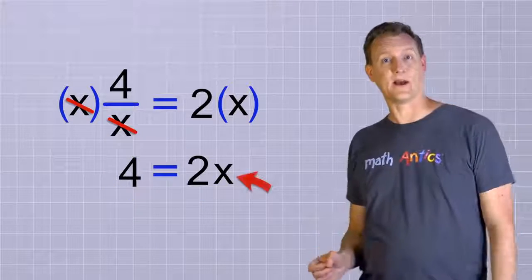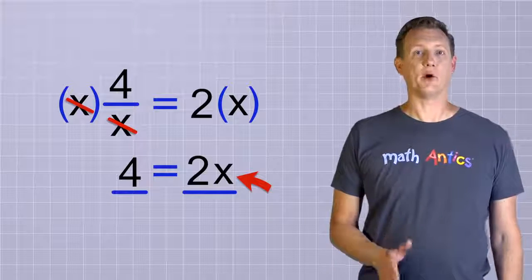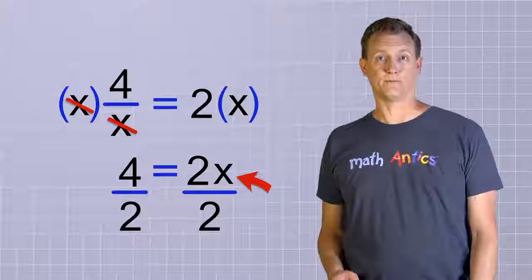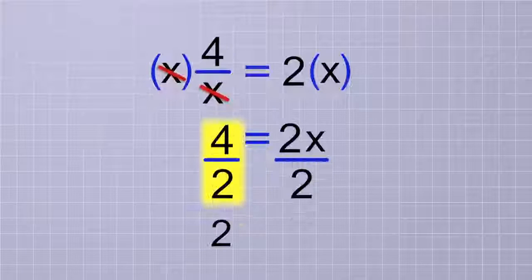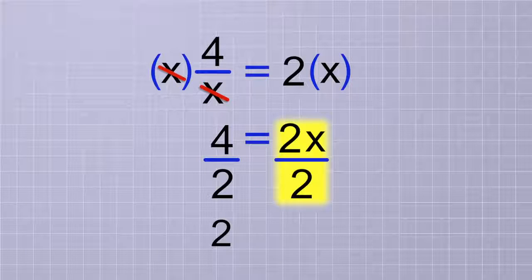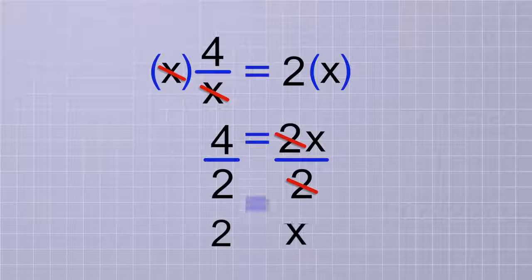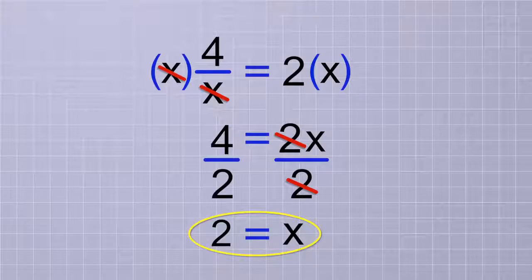Now, to get the x all by itself, we just need to divide both sides of the equation by 2. On the first side, we have 4 divided by 2, which is 2. And on the other side, the 2 over 2 cancels, and we're left with just x. So now we know that x equals 2.